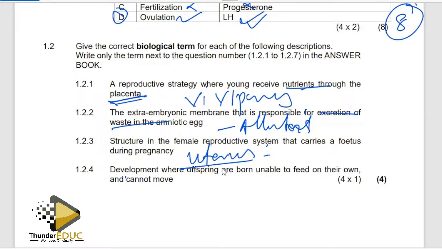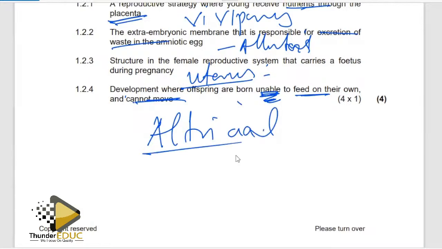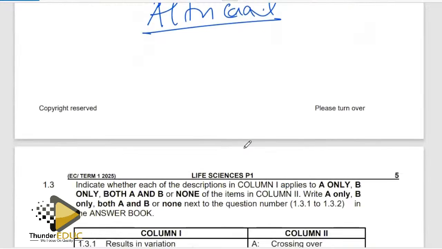Development where offsprings are born unable to feed themselves and they cannot move. So in this case, we shall say it all depends on the parents. Therefore, we shall say it is altricial. Yes, that is the most correct answer. Then we go to the next question.